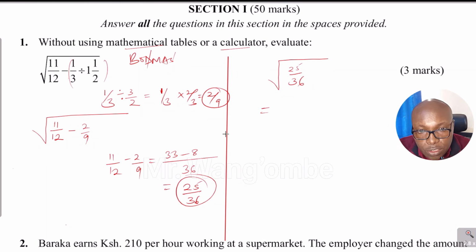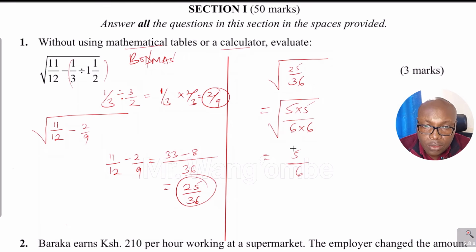Express 25 and 36 as a product of their factors. 25 will be 5 multiplied by 5, and then 36 will be 6 multiplied by 6. Then you get the square root. Now remember, when you're getting the square root of a number, you look for a number that you multiply by itself to give you that number. If you want to get the square root of 25, which number do you multiply by itself? Already when you express it in factor form, you can see that the square root of 25 is 5, then the square root of 36 is 6.